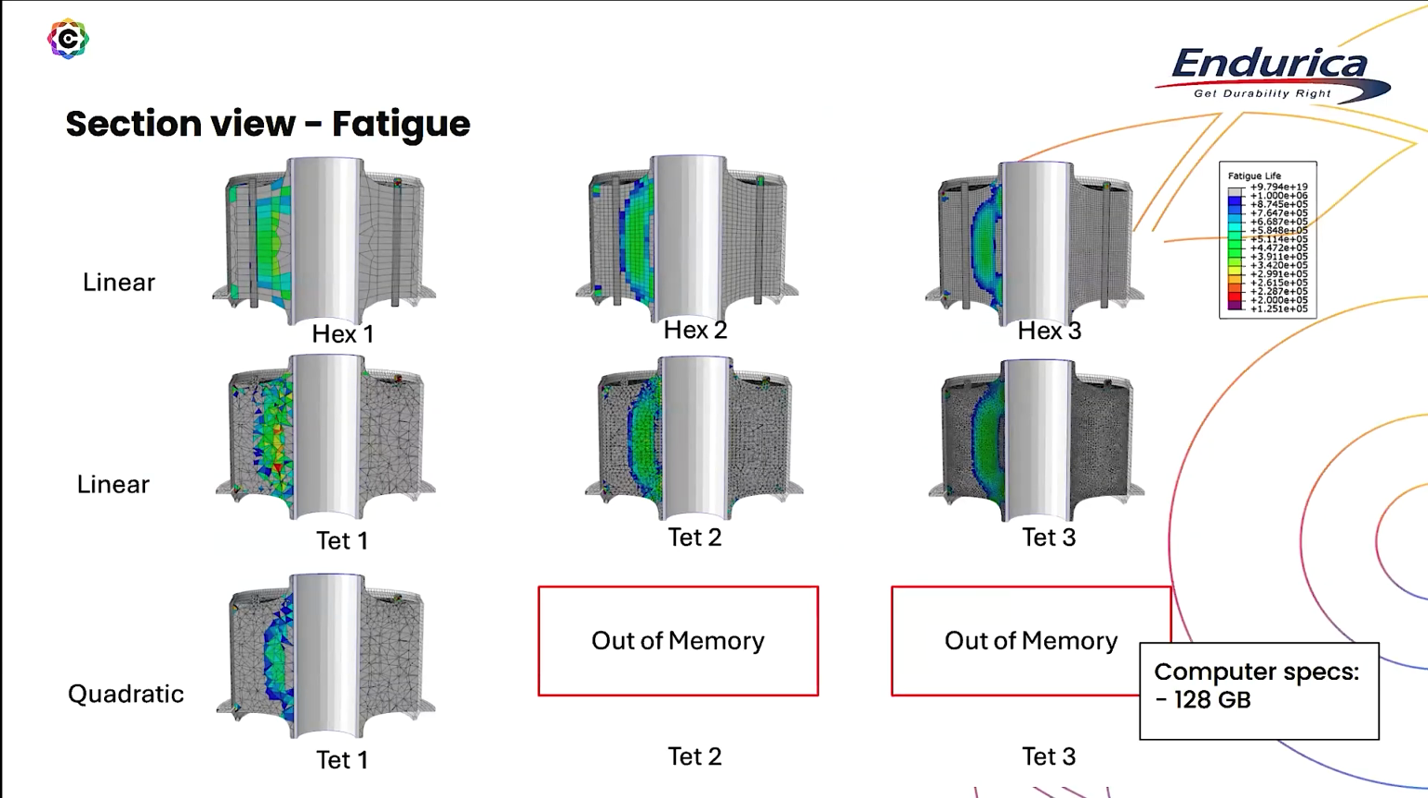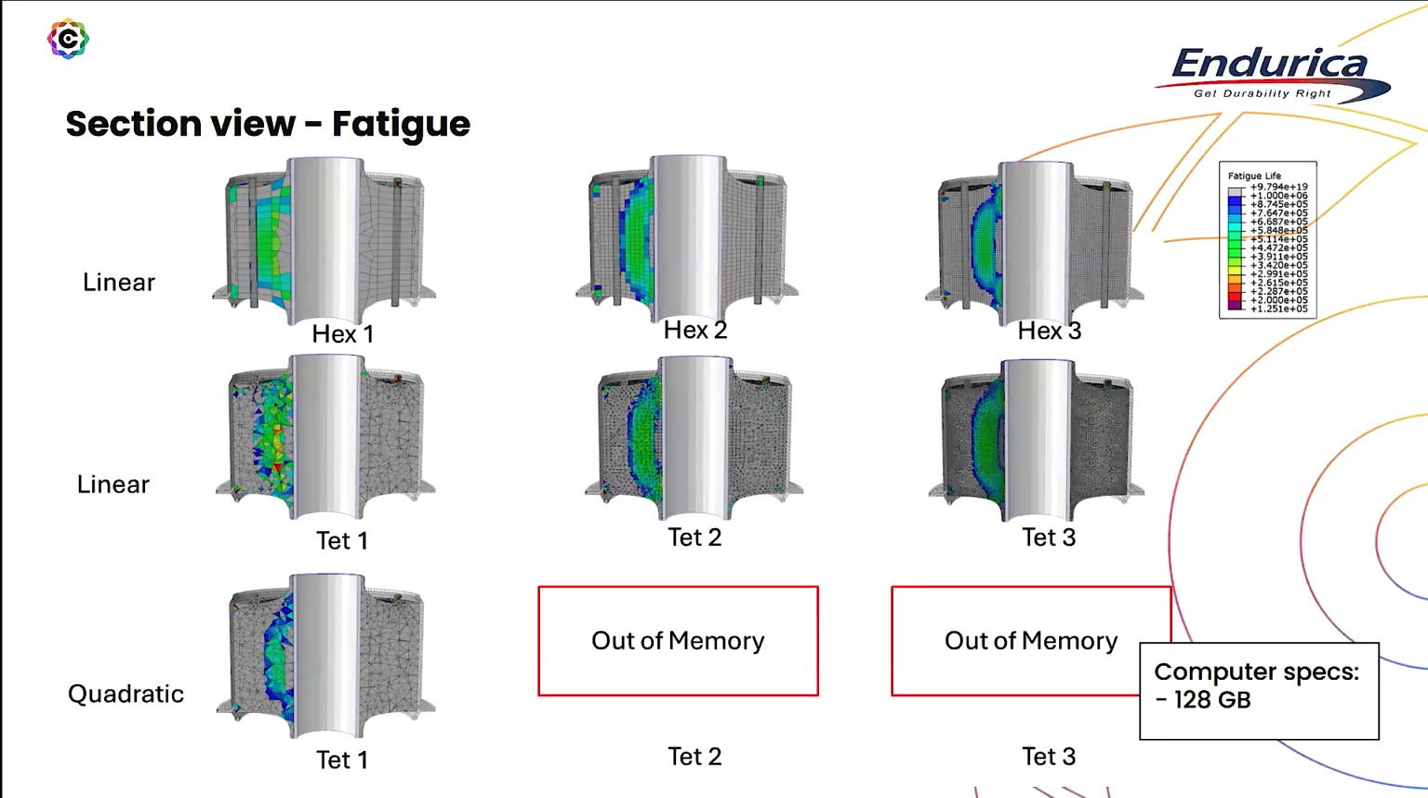So this is our first slide of the bushing, the fatigue results. As you can see, we've got 7 different meshes here. We had tried to run 2 more in the bottom right corner, but that was kind of over the limit of our computer specs. This was using 128 gigabytes of RAM, and it was out of memory for the 2 with the red boxes there.